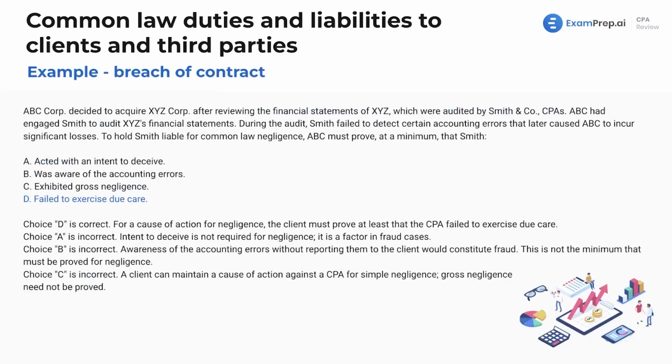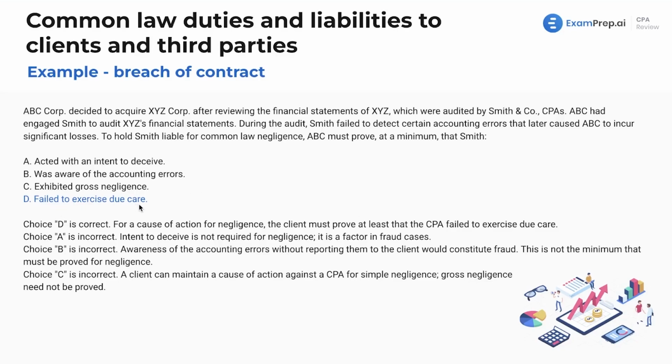Let's see an example here. Example of breach of contract. Well, ABC Corp decided to acquire XYZ. After reviewing the financial statements of XYZ, which were audited by this CPA firm, ABC had engaged Smith to audit XYZ's financial statements. During the audit, Smith failed to detect certain accounting errors that later caused ABC to incur significant losses. To hold Smith liable for common law negligence, ABC must prove at a minimum that Smith did what? Well, that they failed to exercise due care.